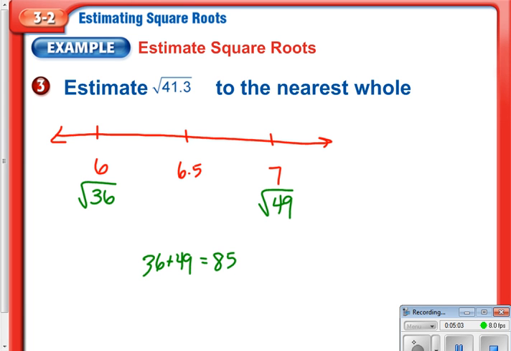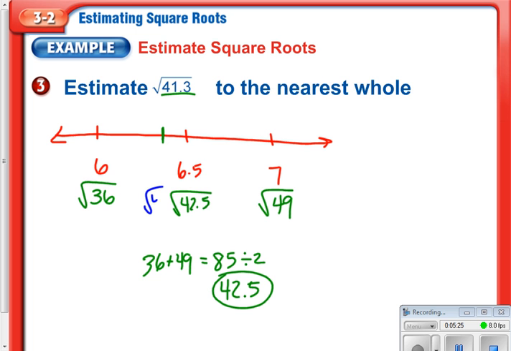That gives us 85. We'll divide by 2. So 42.5 would be in between there. If we look at it, 41.3 would come on this side over here. So our square root of 41.3 is below the 6.5 mark. Therefore, the square root of 41.3 is approximately, to the nearest whole number, 6.